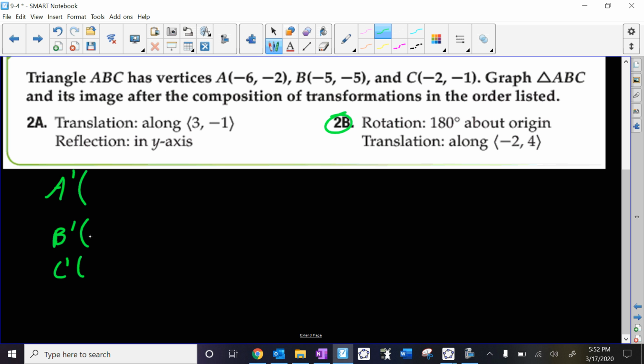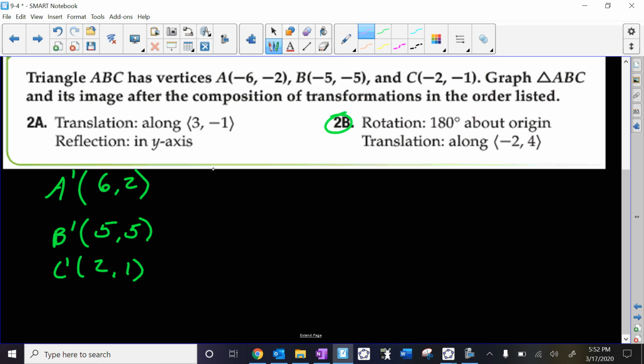Remember, a rotation of 180 degrees about the origin is going to just change the signs on all of them. So -6, -2 is going to be 6, 2. B prime will be 5, 5. And then C prime will be 2, 1.